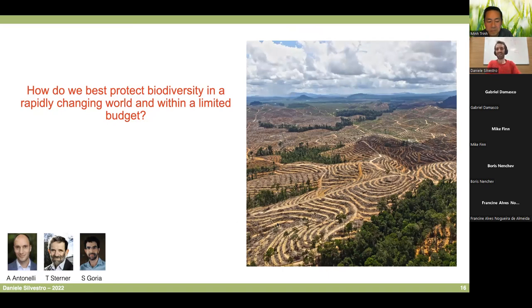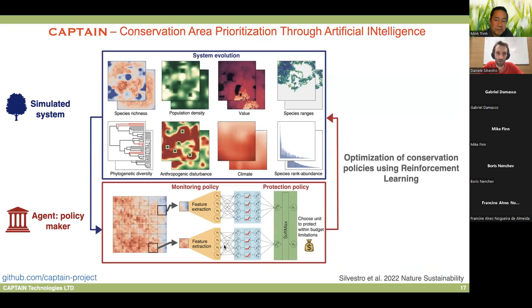And so in this project, we teamed up with biologists, economists, and computer scientists, these lovely people shown here, to develop a model that attempts to tackle this. And the model is implemented in a program called CAPTAIN, for Conservation Area Prioritization through Artificial Intelligence. And it was recently published in a paper in Nature Sustainability.